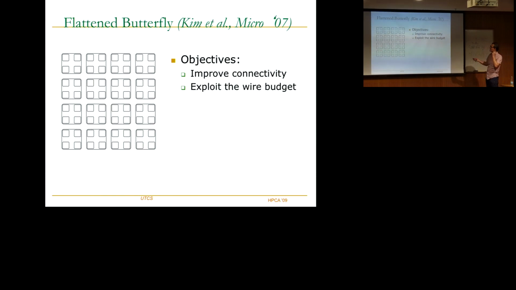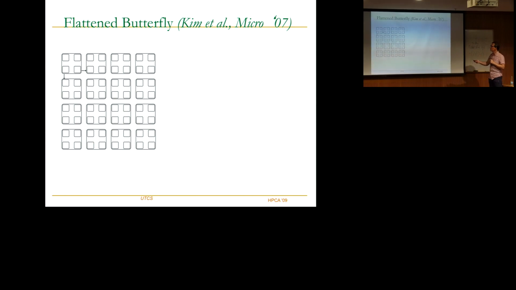So this is a topology that was proposed in 2007. It's basically the butterfly topology that we discussed earlier, but it's flattened to fit on-chip networks. And the goal was to improve connectivity and exploit the rich wiring budget. So if you look over here, the network looks like this. From each concentrated place, you have one link over here. Basically, horizontally, you have connections from one place to every other one, horizontally. That's the idea.